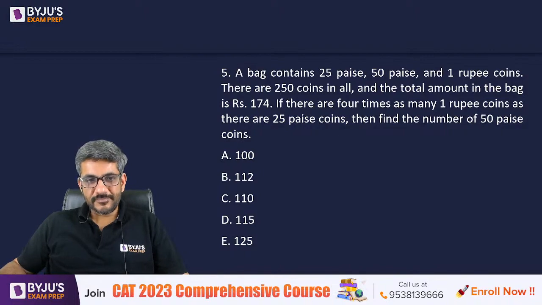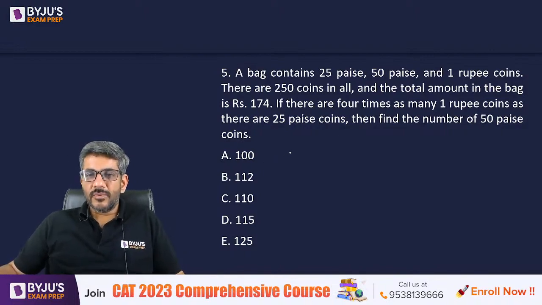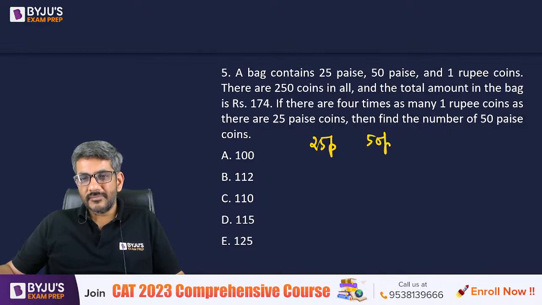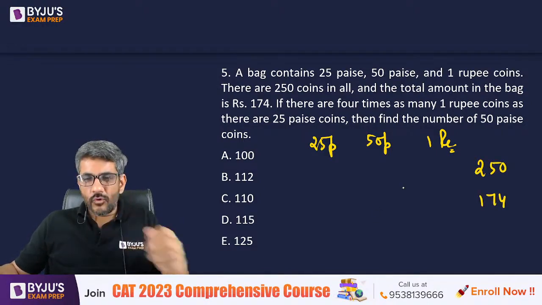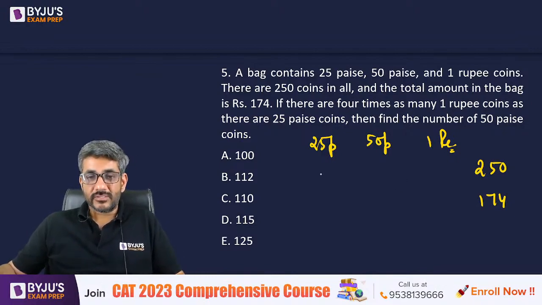करना शुरू करते हैं. A bag contains 25 paisa coins, 50 paisa coins and 1 rupee coins such that the total number of coins is 250. The total amount is 174. There are 4 times as many 1 rupee coins as 25 paisa coins. So if 25 paisa coins are X, he says 4 times of that are 1 rupee coins. Then find the number of 50 paisa coins.